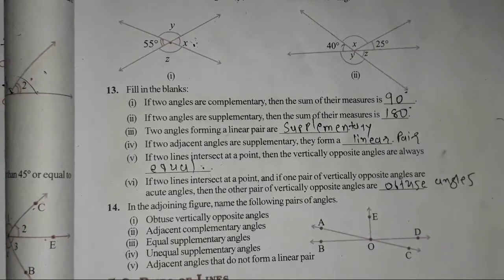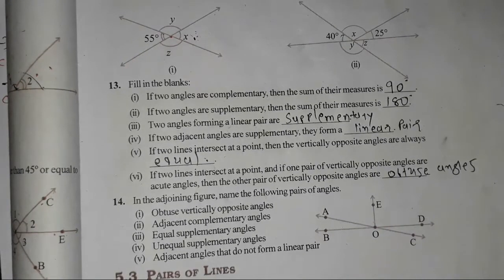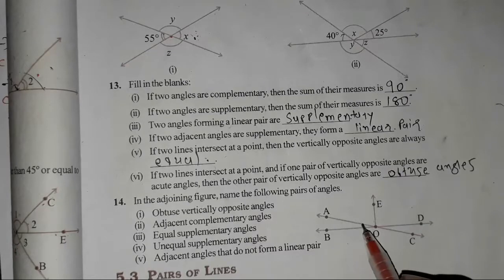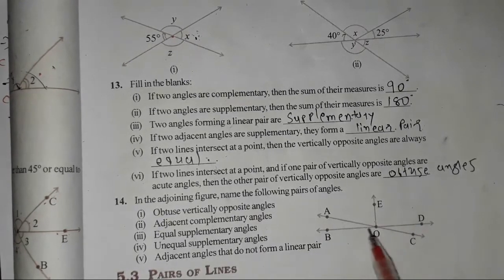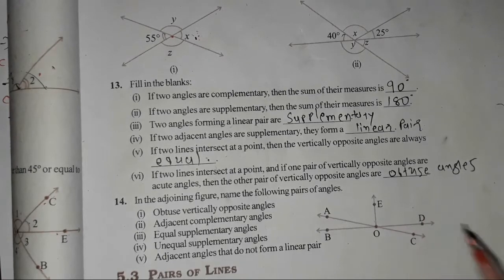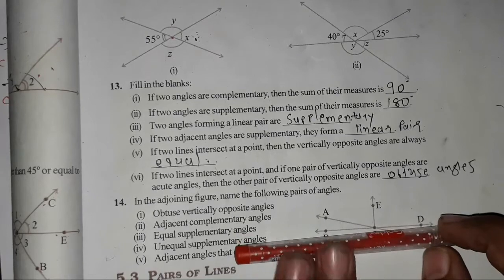Now the next one is unequal supplementary angles. For that, in the figure we have to check the supplementary angles, and among them find the angles which are unequal. For example, supplementary angles means the sum of the measures is 180 degrees. Whenever a straight line is there, you may understand that the angles made on that line are equal to 180 degrees. So here, if I am considering this first line, the angles made on this line are equal to 180 degrees.